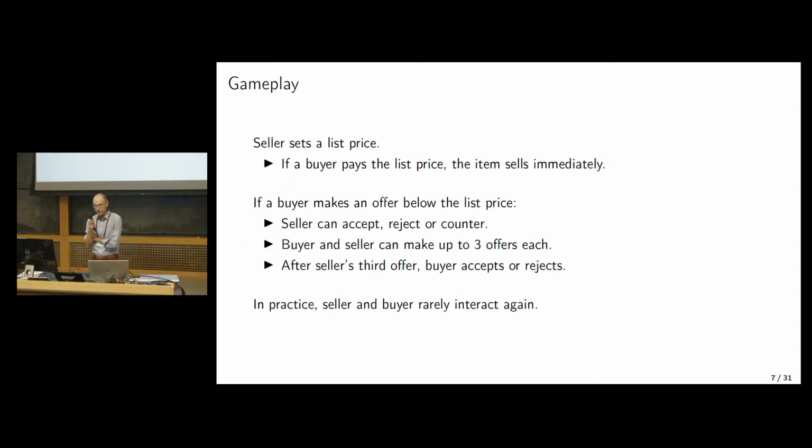Okay, so this is how best offer listings on eBay worked about 10 years ago when the data were collected. So the seller sets a list price, and if the buyer comes along and clicks buy it now, they get the item at the list price. If the buyer makes an offer for less than the list price, well, the seller can accept, in which case the negotiation's over. They can reject, or they can make a counteroffer. And the buyer and the seller can go back and forth, making up to 3 offers each. After the seller makes their final, their third offer, the buyer faces a take it or leave it decision. Okay, so the game tree is arbitrarily sliced at 7 turns.